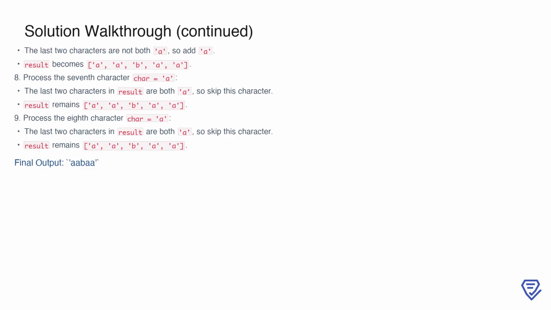For the seventh character, another a, the last two characters in result are both a, so we skip this character. The result list remains a, b, a. Finally, we process the eighth character, a, and again, because the last two characters are both a, we skip it. The result list is now finalized as a, b, a. Converting this list back to a string gives the final output, a, b.